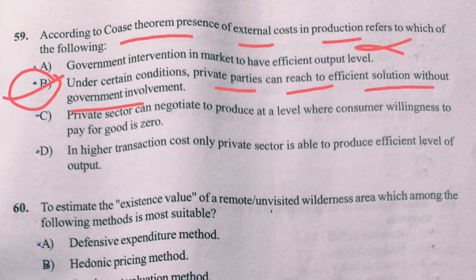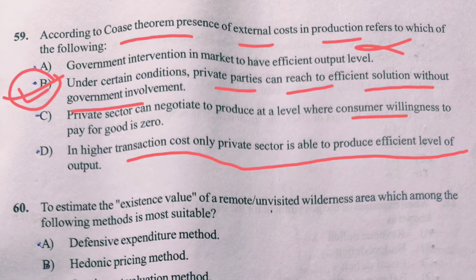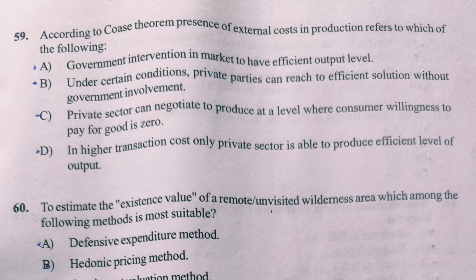Private sector can negotiate to produce a level where consumer willingness to pay for good is zero. No, this is incorrect. So B option is correct. In higher transaction costs, only private sector is able to produce efficient level of output. No, Coase theorem tells us we should have zero or less transaction costs, and under certain conditions, then private parties can reach an efficient solution without government intervention.